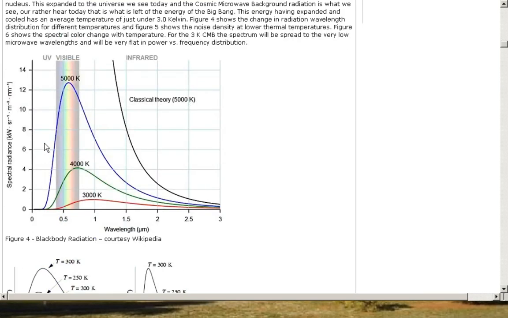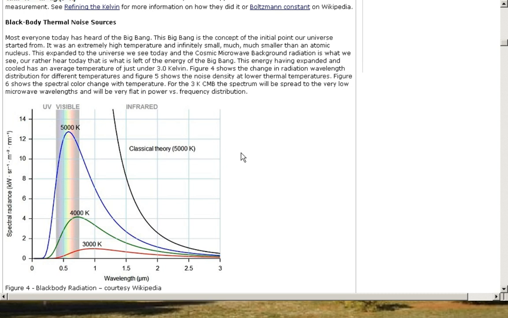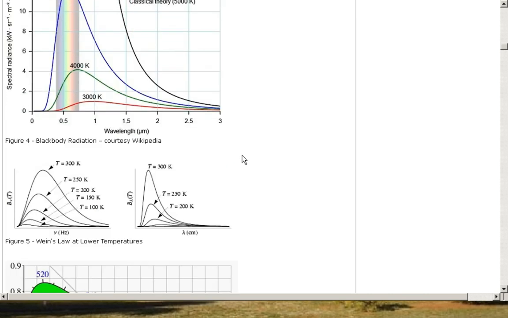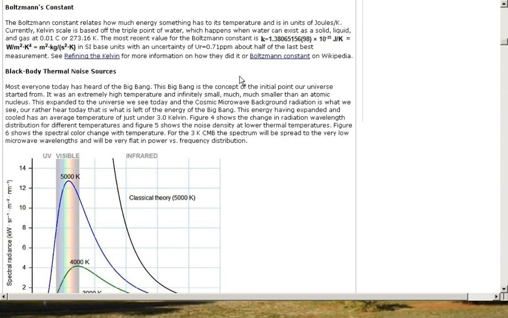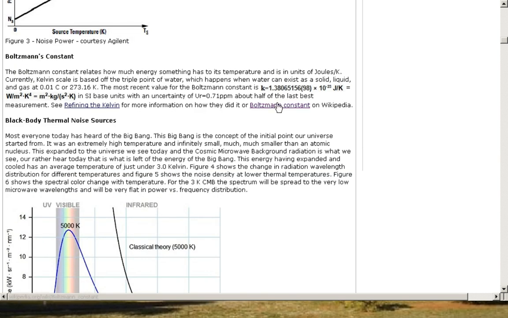This is not a random distribution, this color temperature chart. This distribution is based on what's called, I think, Planck's constant in this, but it says Boltzmann's constant in here. However, Planck's constant is related to Boltzmann's constant. And this is where I have a problem.